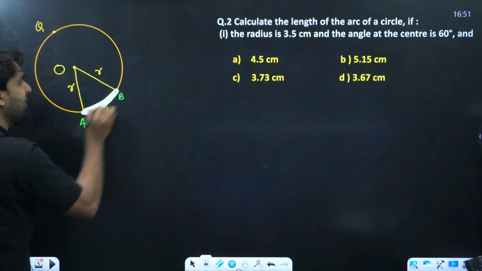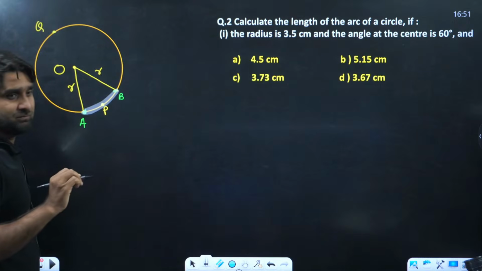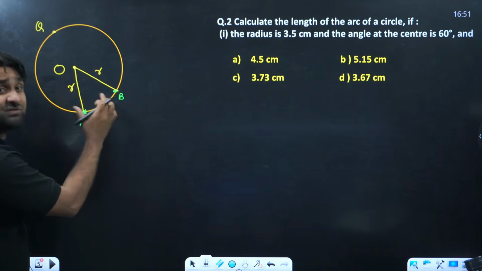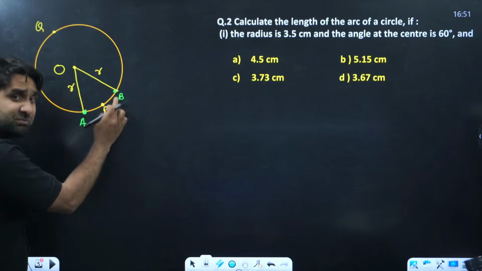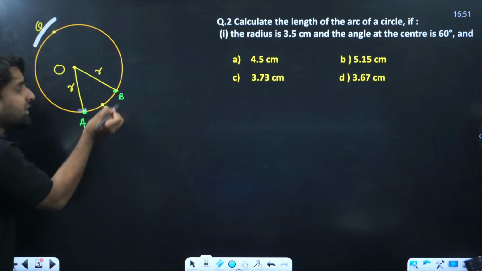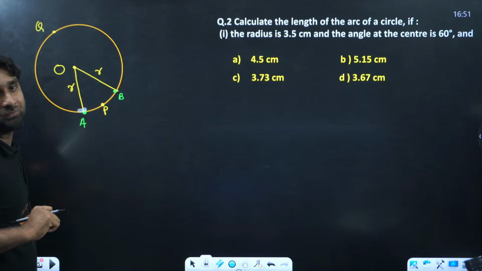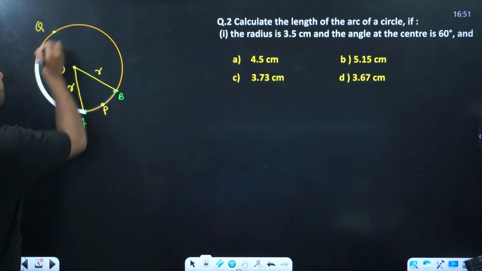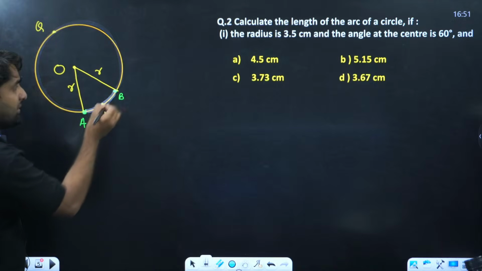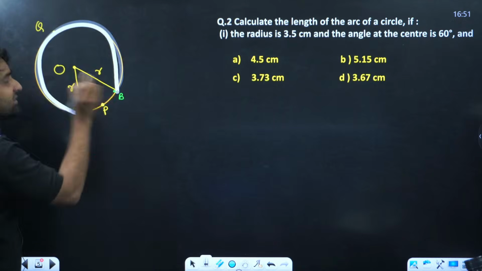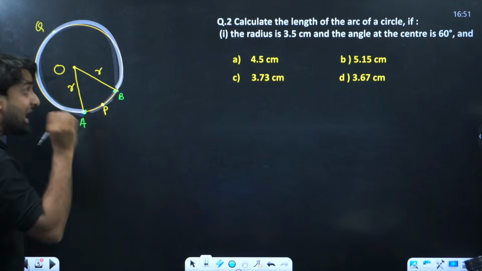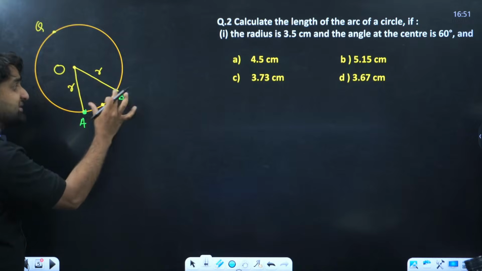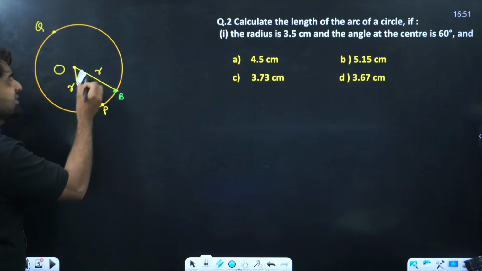This APB is called an arc, and this is small, so that's why it is called a minor arc. Except this portion, the remaining part is called the major arc, right? This is the minor arc, and this is the major arc. Clear everyone? And the area swept by this small arc, this is the area swept by a small arc.